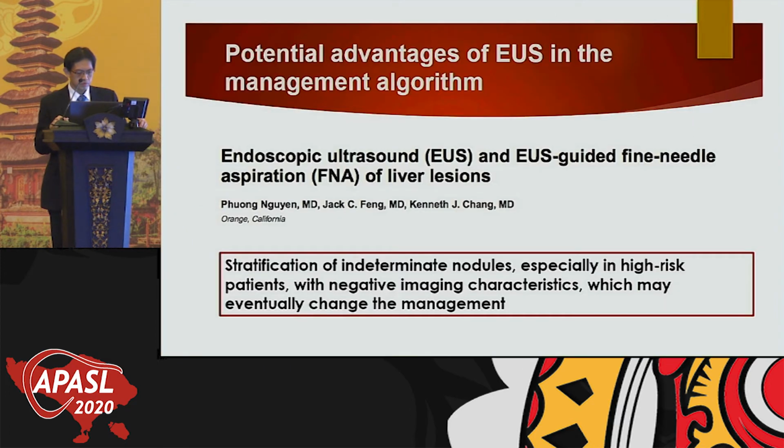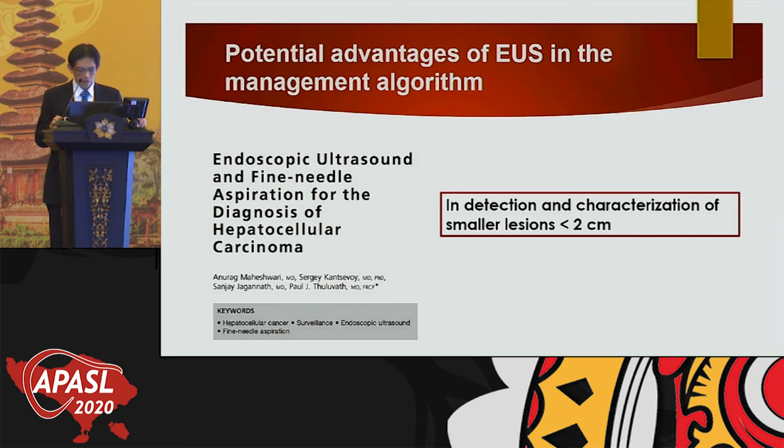So based on a study in the US, stratification of the indeterminate nodules, especially in high-risk patients, can help to change the management of the patient. Especially when the EUS is used in detection or characterization of small lesions less than 2 centimeters.